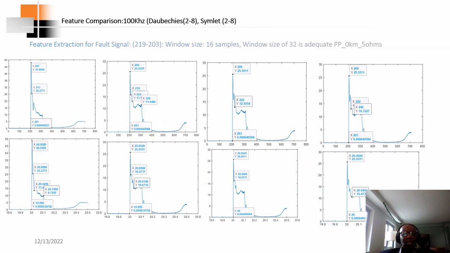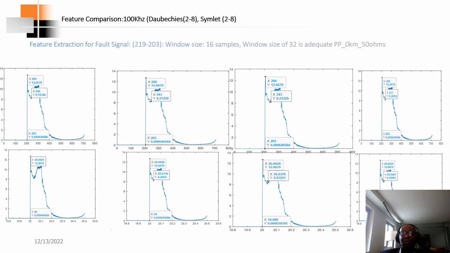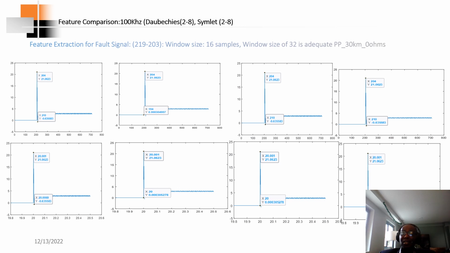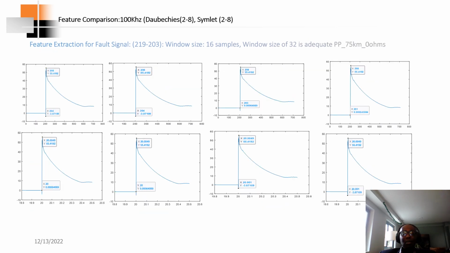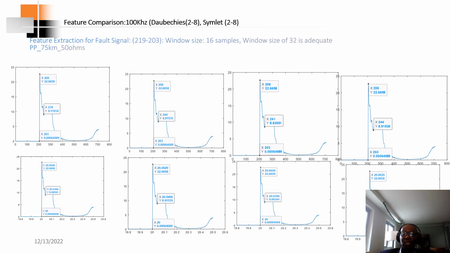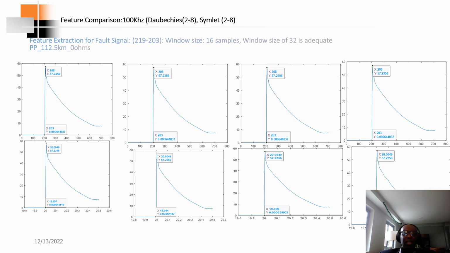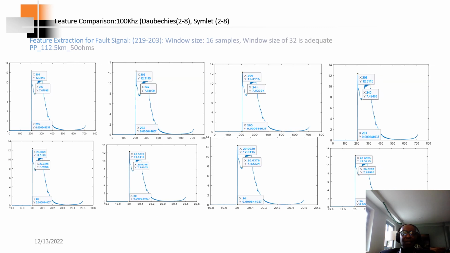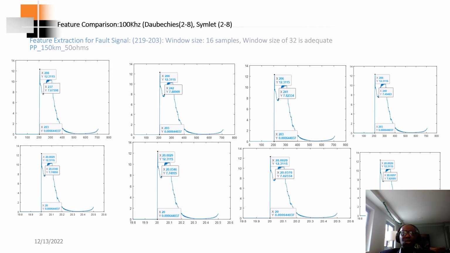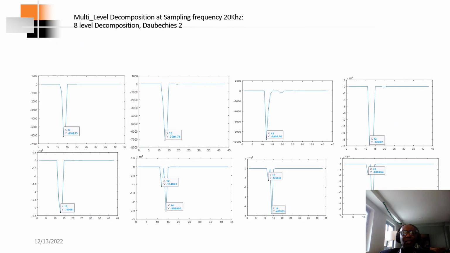This also shows feature extraction for different pole-to-pole faults. Pole-to-pole fault at 30 kilometers at 0 ohms. 75 kilometers for pole-to-pole fault at 0 ohms. Then feature extraction. All these features, like I said, were compared with the actual DC fault signals from PSCAD, and they match exactly. That itself shows the robustness of the discrete wavelet transform algorithm.